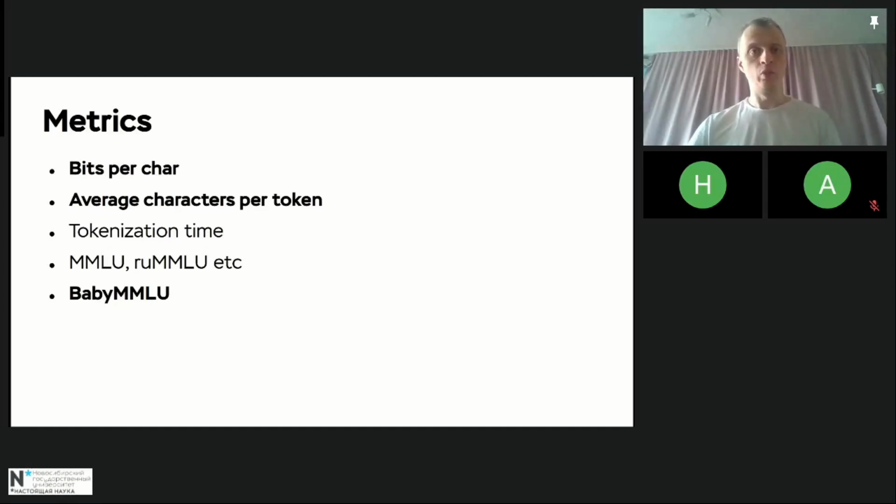Additionally, we excluded MMLU, RuMMLU and similar benchmarks from our evaluation because we found that for small models, MMLU and RuMMLU show almost the same results for different models. These results are very close to random choice. So actually, these benchmarks are almost useless in the setup with small models.